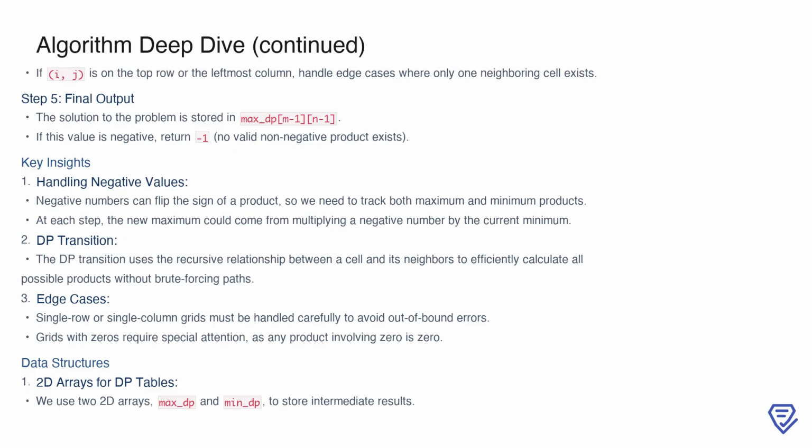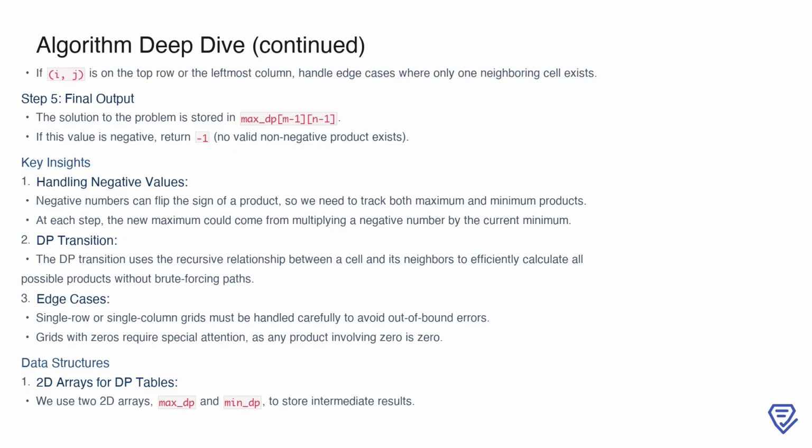Once all the cells are processed, the result of the problem is found in max_dp[m-1][n-1], which represents the maximum product achievable at the bottom right corner of the grid. If this value is negative, it indicates that no valid non-negative product exists, so we return -1.